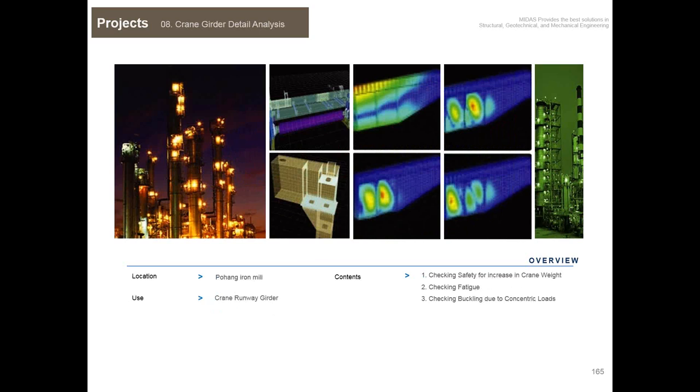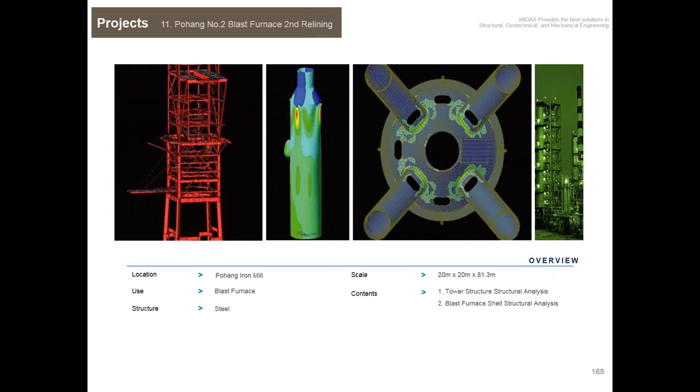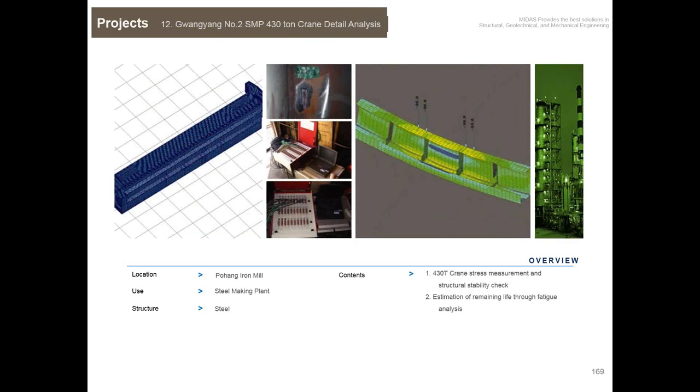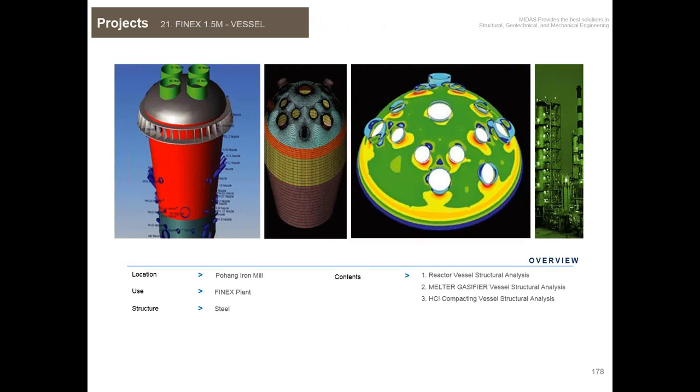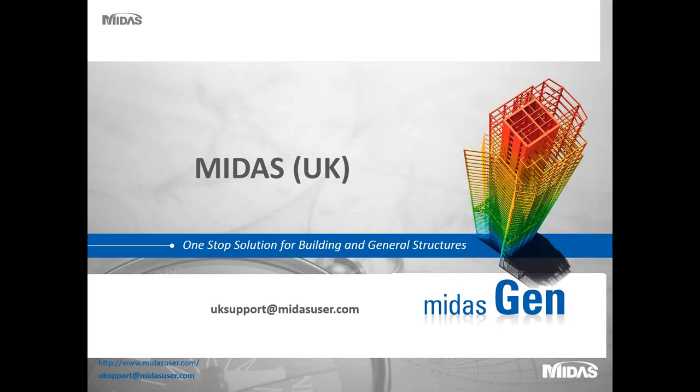We also have a gantry crane girder detail analysis that has been done with Midas Gen. And here we have the second blast furnace in Pohang as well. We have some more crane detail analysis as well as vessels for reactors and so on. So the software, if I can just summarize it, is the one-stop solution for any type of building and general structure. It caters for all types of materials, elements, projects, and anything that you might need to look into.